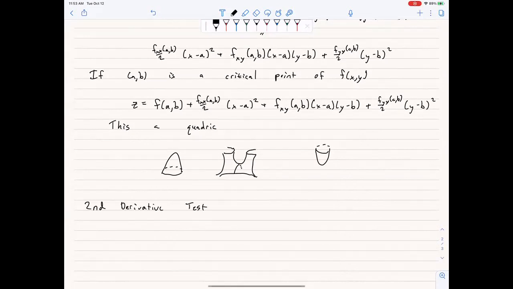Okay, so this, of course, is going to be a local max. This is what we call a saddle point. And this is a local min.